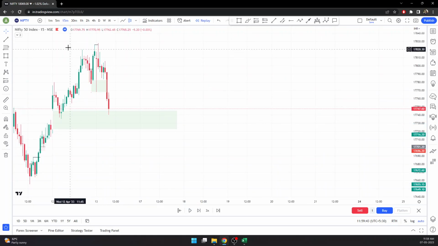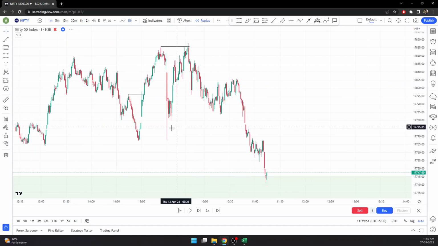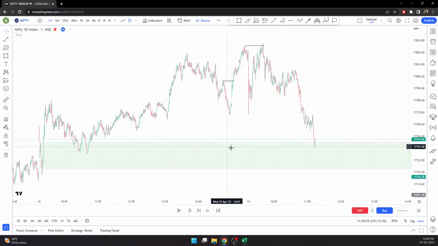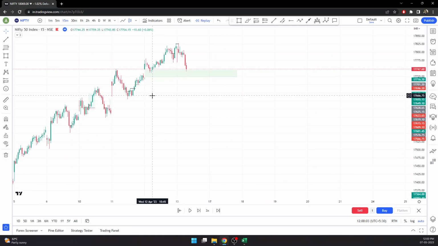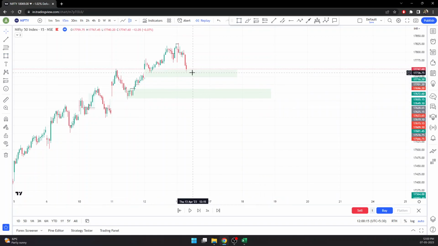right? If we see, when it touched this particular demand zone, did we get any buying signal? No. So let's remove this. This is an invalid demand zone. When the market came back to this particular demand zone here, why is this the demand zone? Because we can see this is where the market started to go up. Let's see if we can get any buying position from here.